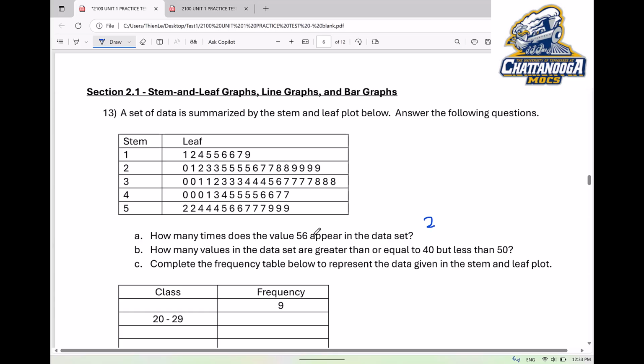How many values of the data set are greater than or equal to 40, but less than 50? So that is from 40 to 49, right? So you can check this row here. Which is 40, 40, 40, right? So you just count how many leaves here, right? 1, 2, 3, 4, 5, 6, 7, 8, 9, 10, 11, 12, 13, 14. So it's 14, right? 3, 6, 9, 12, 14.